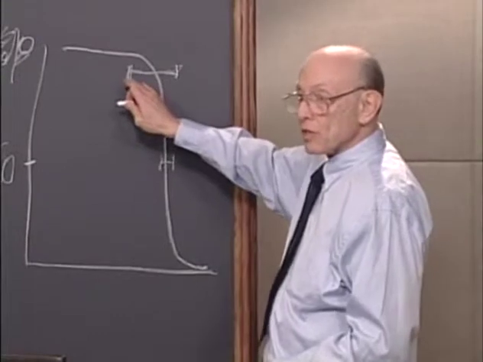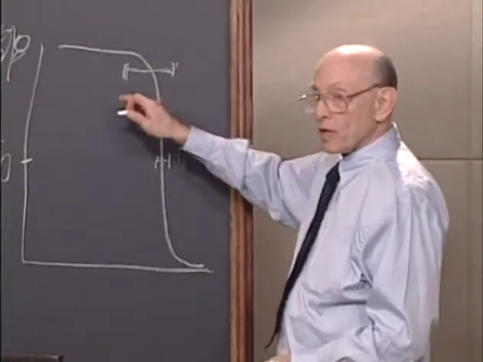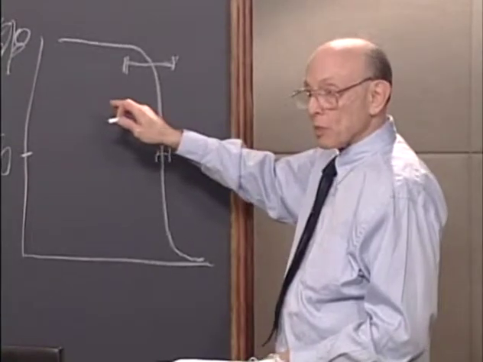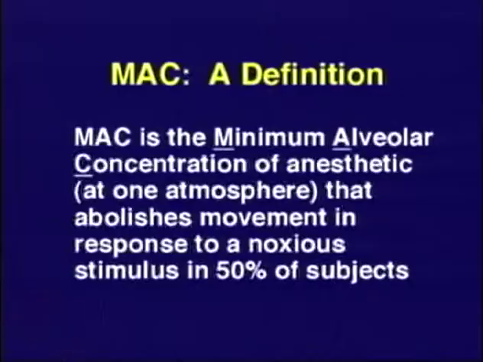In fact, you might have to give anesthesia to 10 times as many patients to get the ED95, to find the 1 in 10 or 1 in 20 who does or doesn't respond, than you do at the 50% point. So that's why you choose 50 rather than 90 or 95. There's the definition of MAC, and it is, as we said.